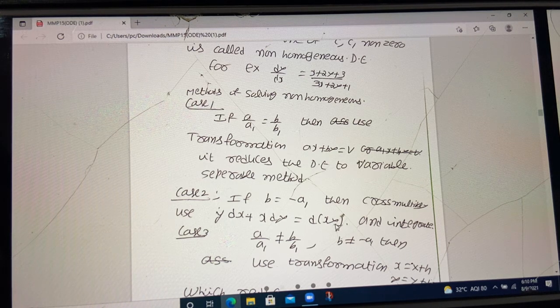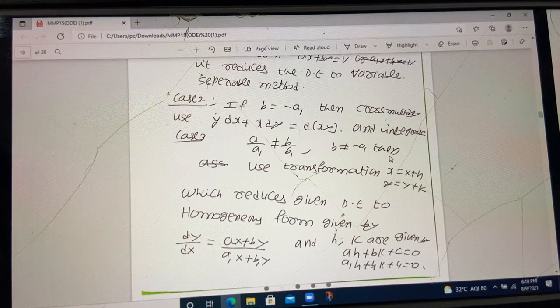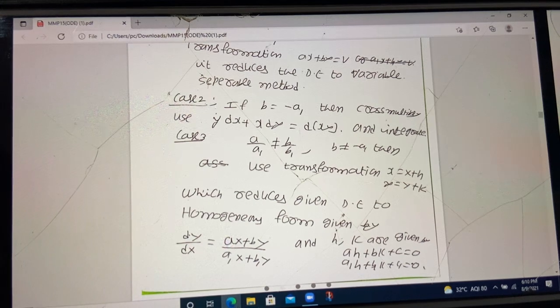So wherever you find y dx plus x dy, write d of xy. Now the third case is a by a1 not equal to b by b1 or b not equal to minus a1. Then in that case, we use the transformation x equal to X plus h. In many of the CSIR papers, and in your HCU entrance papers, you can find x equal to X plus alpha, y equal to Y plus beta is used so that the given equation reduces to which form? Homogeneous form. What is the homogeneous form?